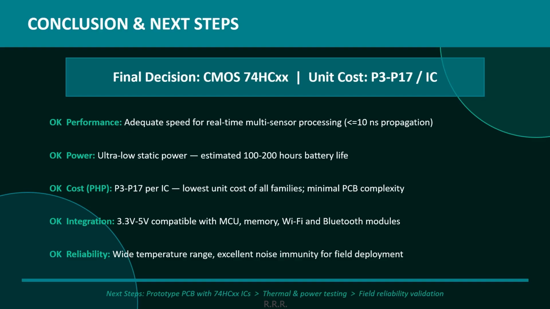Performance. The 74HCXX delivers propagation delays well within 10 nanoseconds, fast enough to handle real-time processing from all our sensors simultaneously. Power. With ultra-low static power consumption, the device is projected to deliver 100 to 200 hours of battery life per charge. That is a compelling product specification for any smart home appliance.